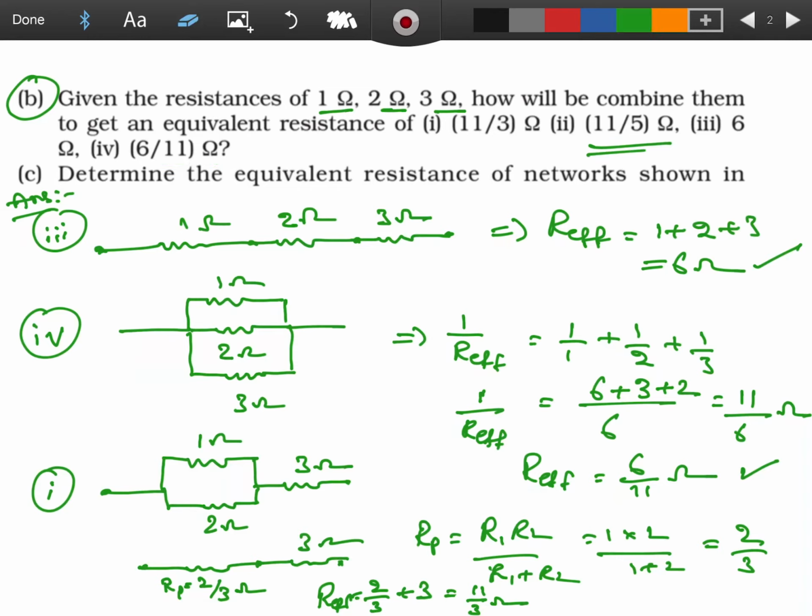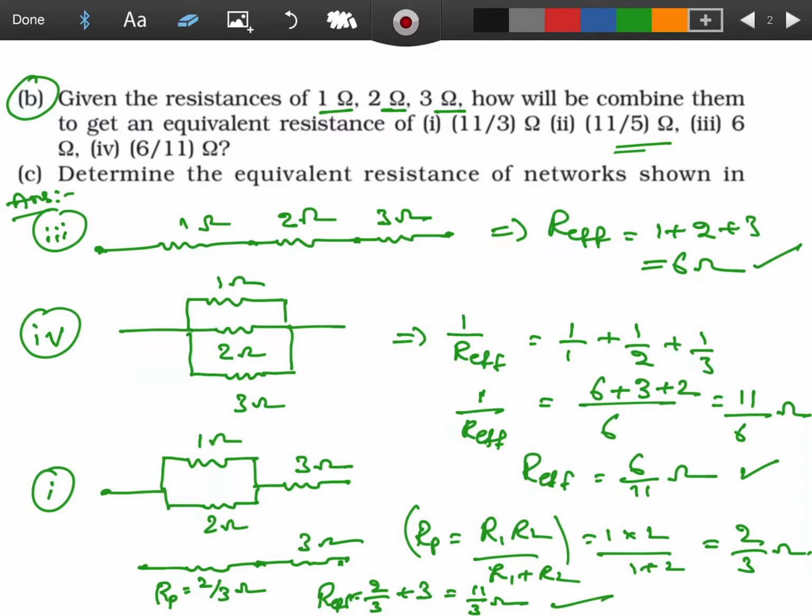See here, first option, how it is possible. 11 by 3: 1 ohm and 2 ohm in parallel and 3 ohm in series. Two resistors 1 and 2 in parallel means R1 R2 by R1 plus R2, which is 2 by 3 ohm. That 2 by 3 ohm is in series with 3 ohm. Then you are going to get 11 by 3 ohm. This is one possibility, first option.